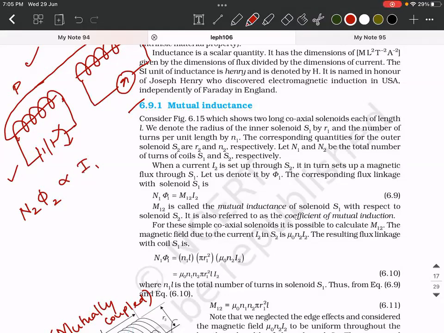Right? Now, if I remove the symbol, N2φ2 equals M21 I1, where this M21 is called the mutual inductance of the first coil with respect to the second. Mutual inductance of the first coil with respect to the second is this value. Is that clear?